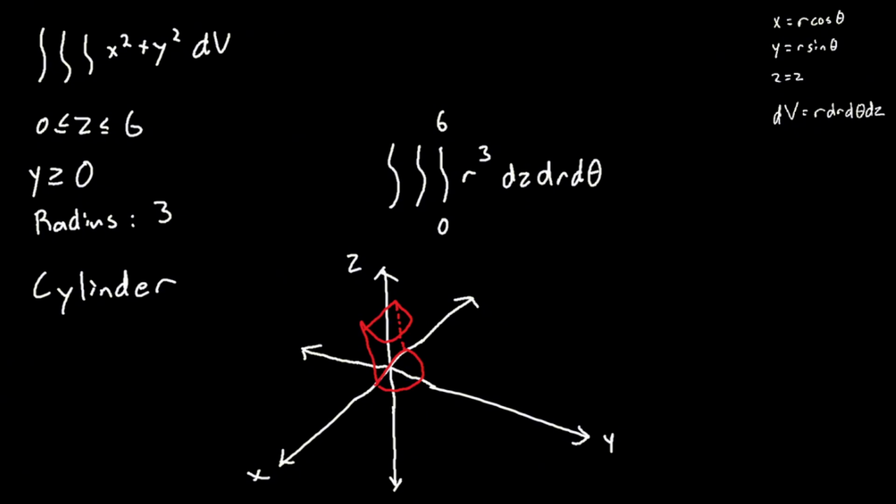But that means your theta values are from 0. So 0 starts on the x-axis. So this is the theta value of 0. And if you rotate this by pi radians, your theta value is limited by 0 and pi, because your cylinder is only on the positive y-axis. So your theta bounds are from 0 to pi. And your radius is just 3, so your bounds for r are 0 and 3.